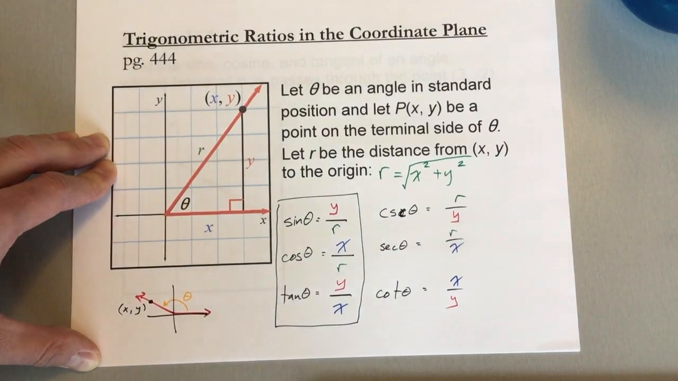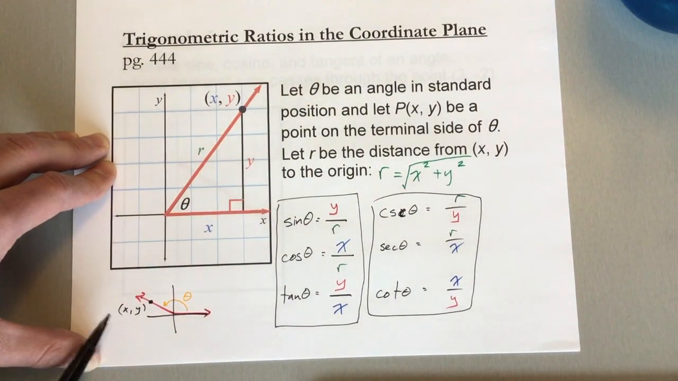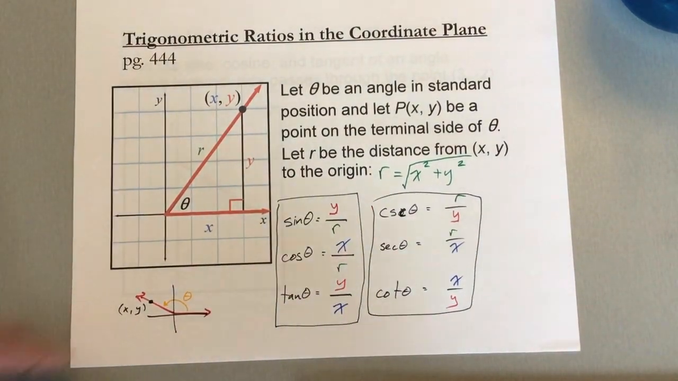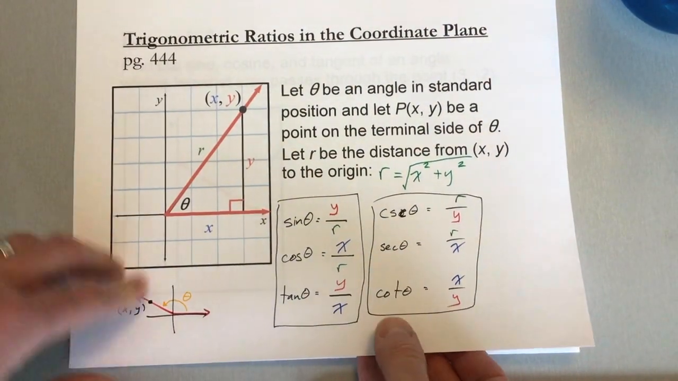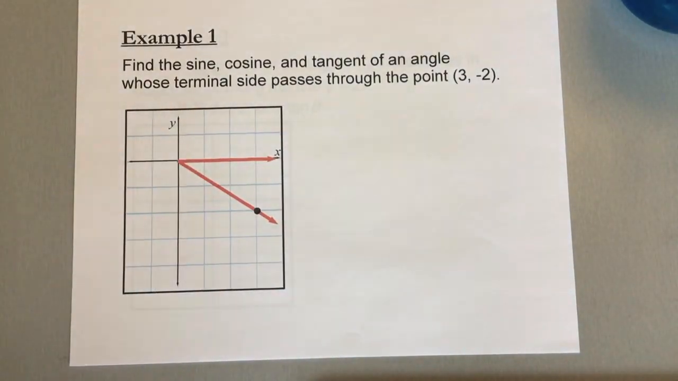Memorizing these definitions is a great idea because it'll help you find the sine, cosine, or tangent of an angle when you are able to locate a point that it passes through. Sorry, my pens are clattering all over the place. Let's show you an example of this, and there is right below on page 444 an example similar to the one that I'm about to do.